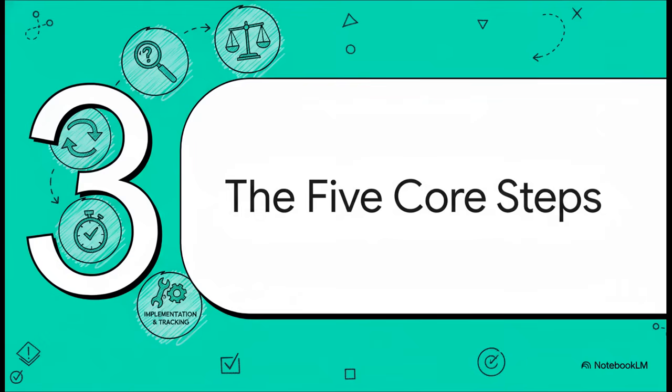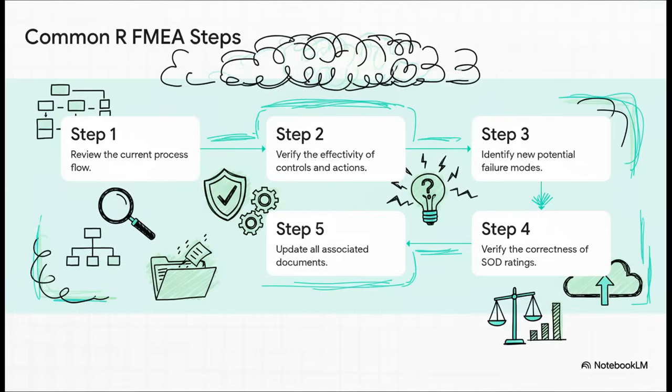So how does this actually work? What do you do? Well, while there isn't one single global standard for Reverse FMEA, pretty much every approach boils down to 5 essential steps. Let's walk through them. It's a really logical loop. First, you head out to the floor and see the process with your own eyes. Then you check if the controls you thought would work are actually effective. Here's a key part. You actively hunt for new ways things could fail that you didn't think of before. Then you double-check your risk ratings. That's your severity, occurrence, and detection, or SOD ratings. And finally, you update everything. That's the core of a Reverse FMEA audit.